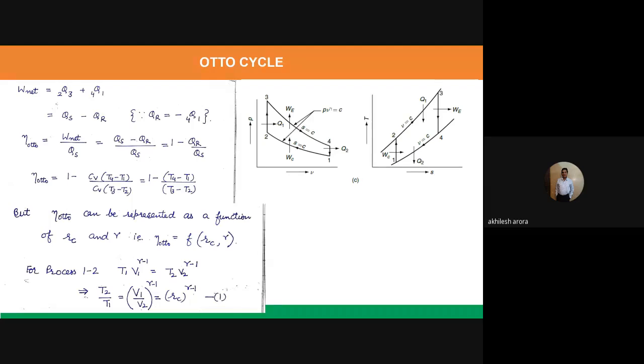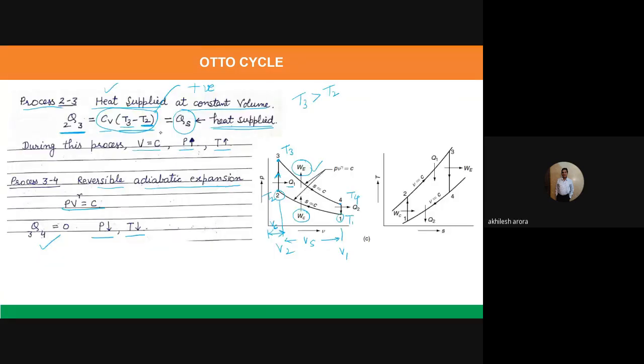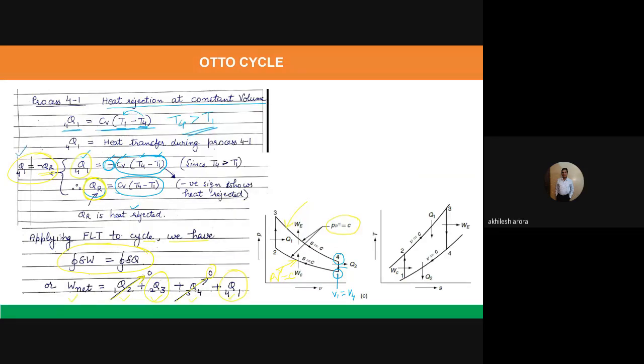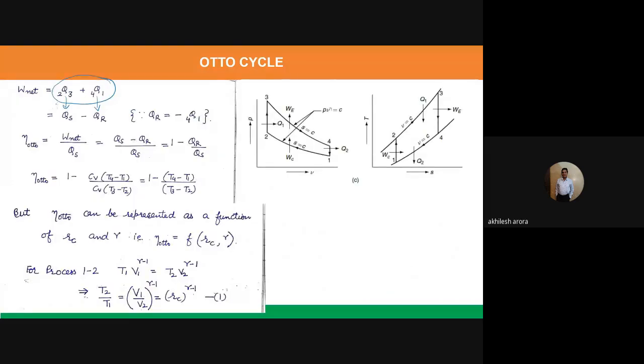So the value of W net comes out to be this value. If you remember, I have written Q2 to 3 is QS, and Q4 to 1 is minus QR actually. You can see it here: this is QS and it is equal to Q2 to 3, and here I have written Q4 to 1 is equal to minus QR. That is why the negative sign comes into the picture. W net is QS minus QR, where QS is heat supplied and QR is heat rejected. So net work is always equal to heat supplied minus heat rejected in this particular case.